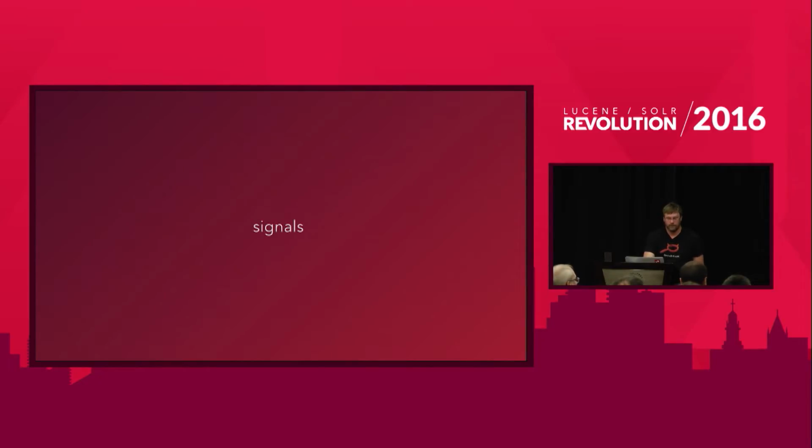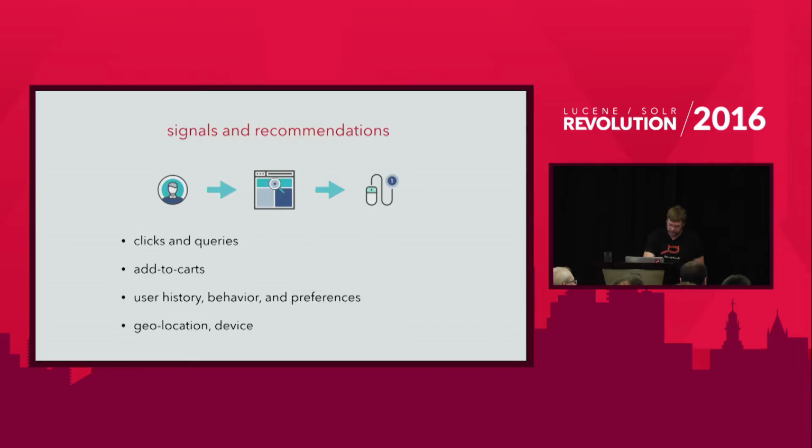Let's talk about signals. Signals in our terminology here means any kind of event that we want to feed back into the system. The most common types of things that we talk about are clicks, add to carts, purchases, user history, behavior, preferences, that sort of thing, geolocation. Those types of things can be events that we want to push back into the system and leverage to enhance the search experience against our main data collection.